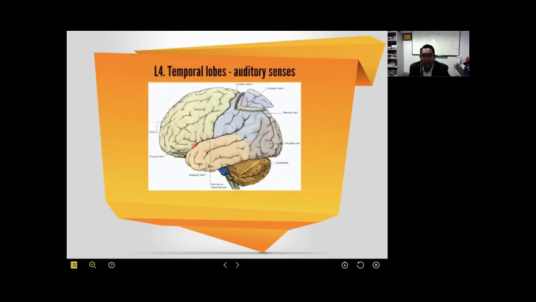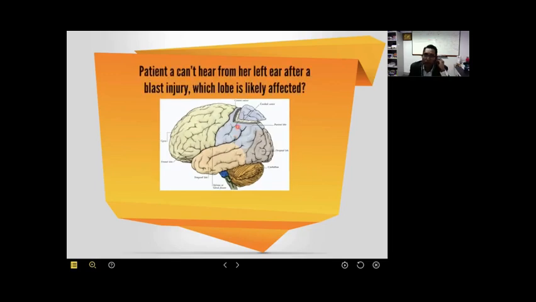Okay, let's go back to the last lobe, the temporal lobe. Now you can see temporal lobes are right here, close to the ear, right? And of course, these are meant for auditory sensations or perceptions. A patient can hear from the left ear after a blast injury. Which lobe is likely affected? Well, you know the answer.